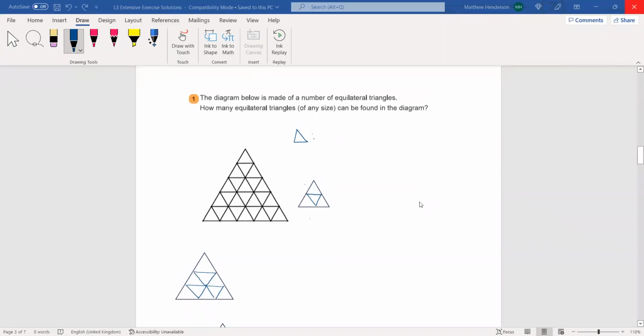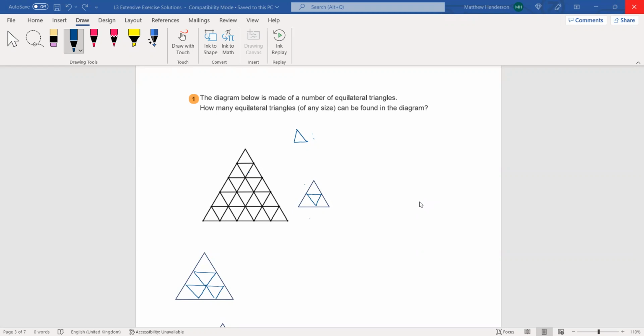Year 6, Lesson 3, Extensive Exercise, Question 1. So the diagram below is made of a number of equilateral triangles. How many equilateral triangles of any size can be found in the diagram? So here we've got to count equilateral triangles in this kind of equilateral triangle pattern.